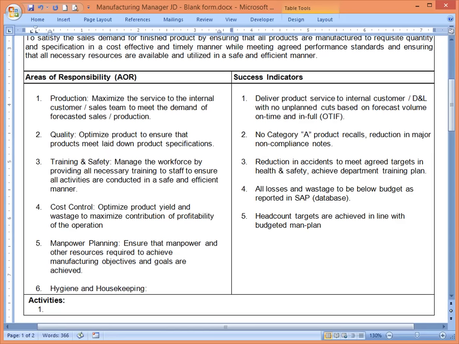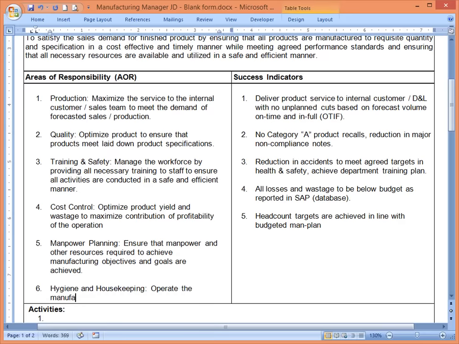Training. Operate the manufacturing plant.